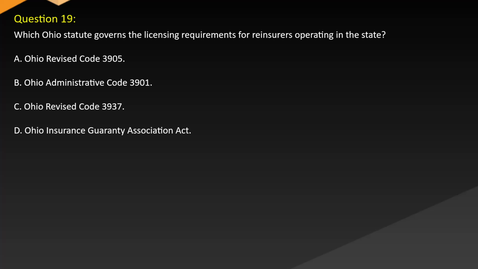Question 19. Which Ohio statute governs the licensing requirements for reinsurers operating in the state? A. Ohio Revised Code 3905. B. Ohio Administrative Code 3901. C. Ohio Revised Code 3937. D. Ohio Insurance Guarantee Association Act.